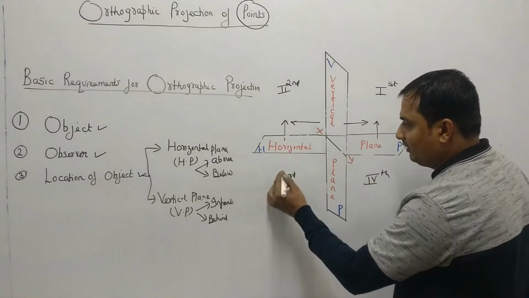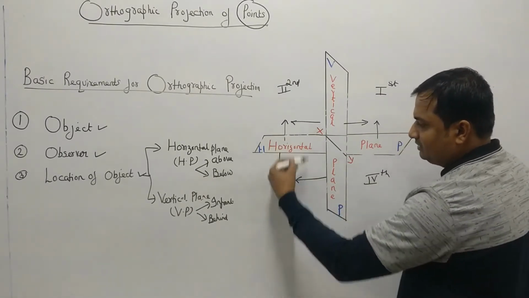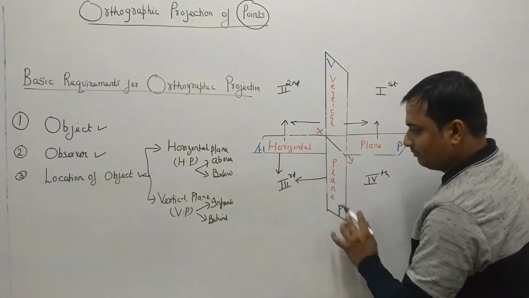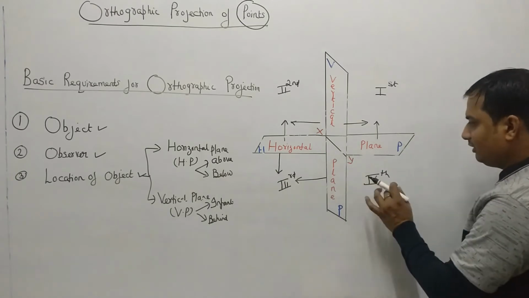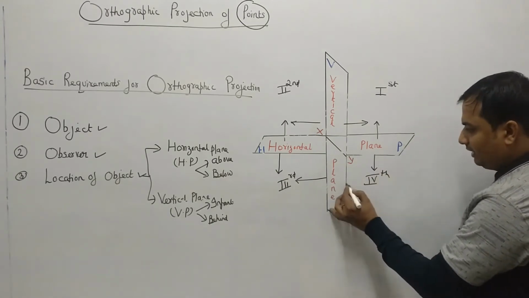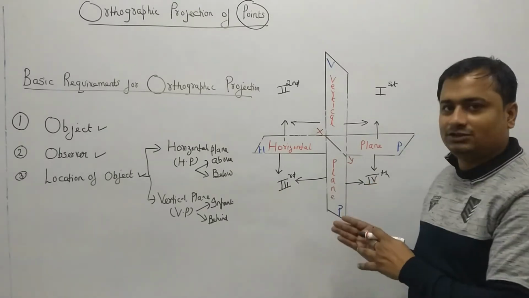Third angle: the object is placed below HP and behind VP. You can see the arrow, you can match the arrow, this is also behind. So behind VP and below HP, that is the third angle. The fourth angle you can define as below HP and in front of VP. So there are four angles in orthography.